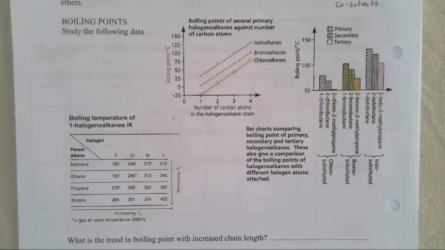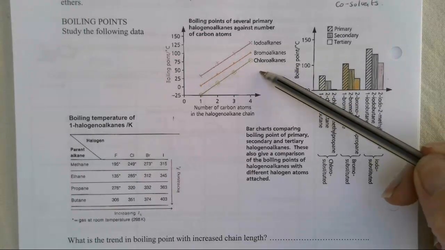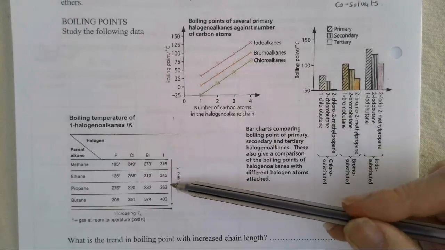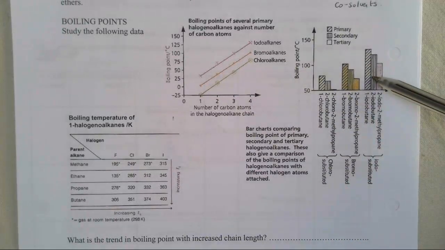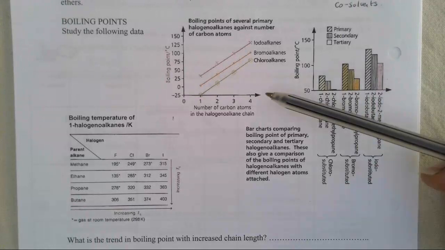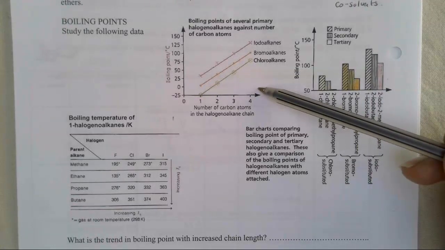So if we look at their trends in boiling points, we've got three things to look at. We've got to have a look at the increase in carbon number, so that's this graph here. We've got to look at what happens when we go down the halogen group. And we've got to have a look at the effect of whether it's a primary, secondary or tertiary halogenoalkane. So I'm going to start here with the increased chain length.